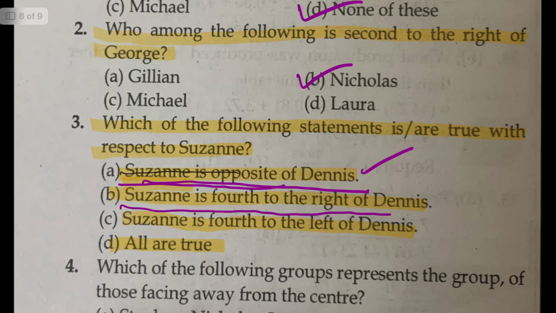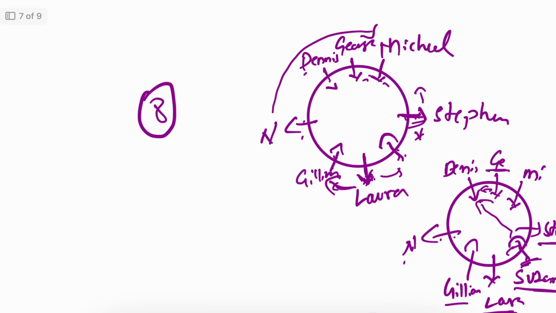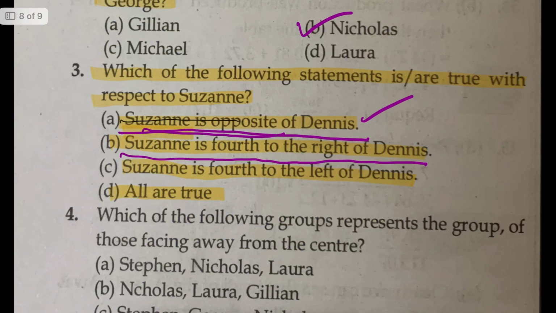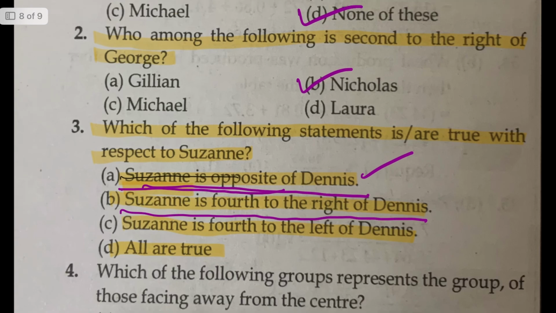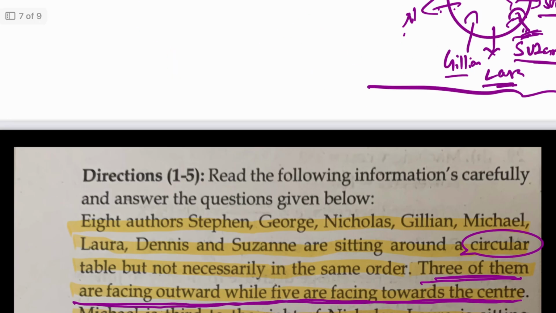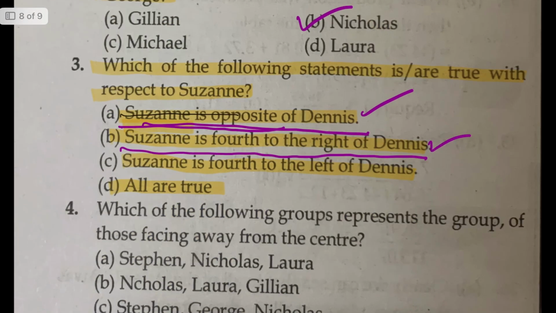We'll check for the second one. Susanne is fourth to the right of Dennis. So Dennis is here. His right will be this side. They have asked fourth to the right of Dennis. So the right will be this side. We'll check 1, 2, 3, 4. As you can see, fourth one is Susanne. So second one is also true.